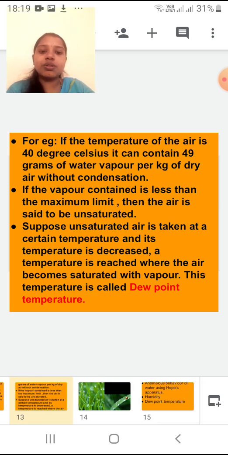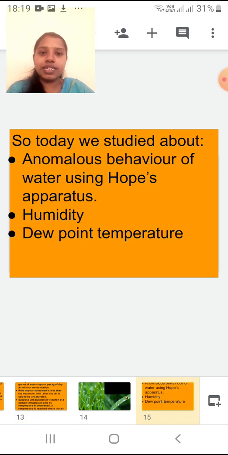Today we studied three topics. The first was the anomalous behavior of water using Hope's apparatus. There the important things are the construction of the apparatus, the observations, and the nature of the graph. The two curves we got for T1 and T2 temperature intersected at one point, and it proved that the maximum density of water is at 4 degrees Celsius.